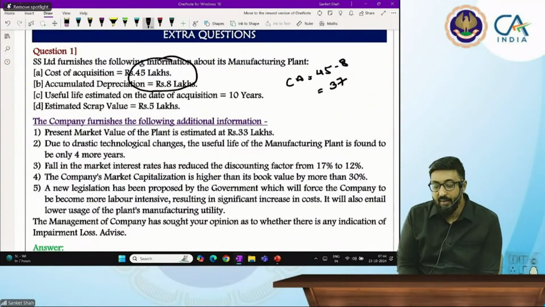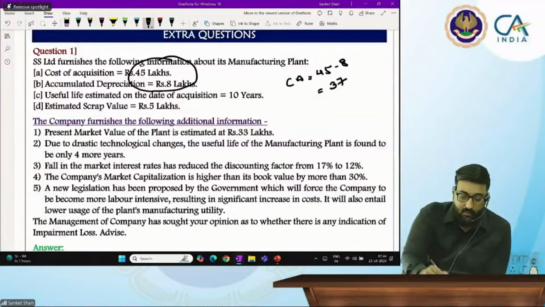And what is the market value? Market value is 33 lakhs. So is there impairment or not? Sir, NRV and value in use should be calculated. But if the book value is higher, will there be no impairment? Recoverable amount is 33 lakhs, and carrying amount is 37. So yes, there is impairment.